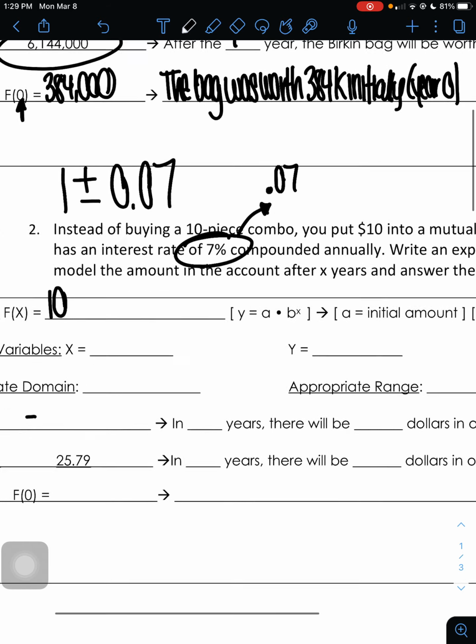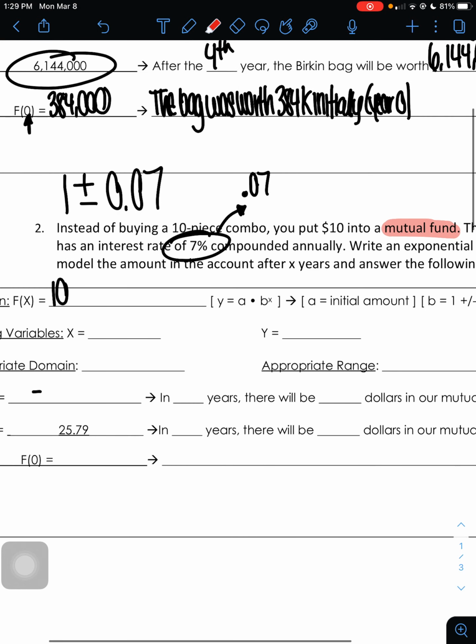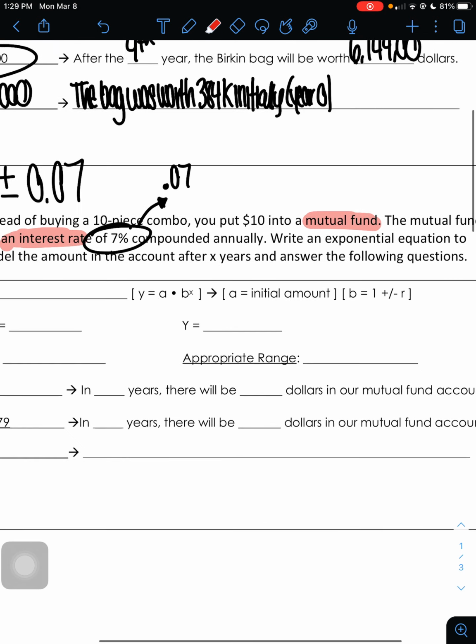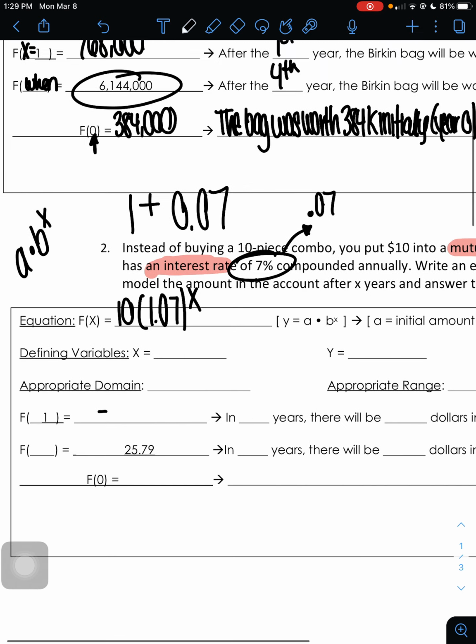I need to figure out, is there something in the word problem letting me know whether this money is increasing or decreasing? But I have to make sure I'm understanding what the word problem is saying. So my keywords here should have been mutual fund, and then interest rate. So these are letting me know that the value is going to be increasing each year. So for that reason, I'm going to do 1 plus 0.07, and that'll make my b 1.07. And then we just have to put our exponent on there.